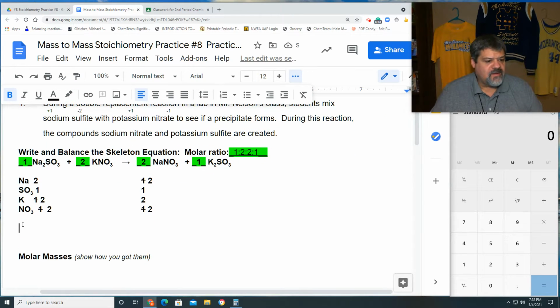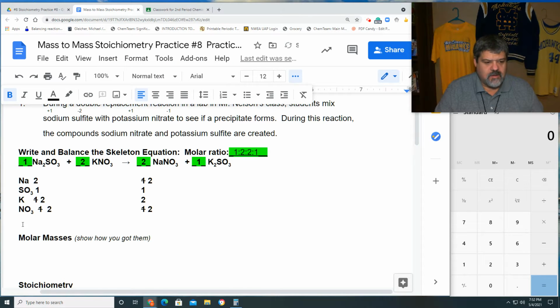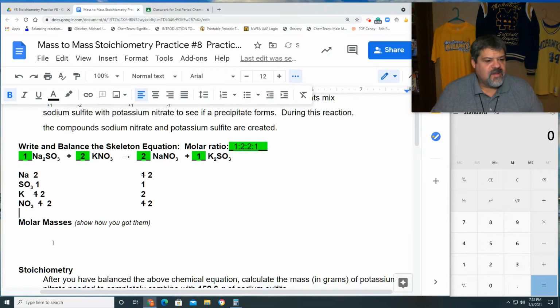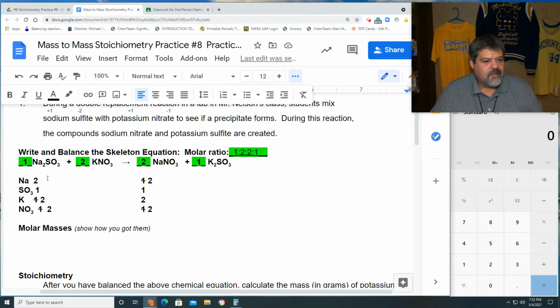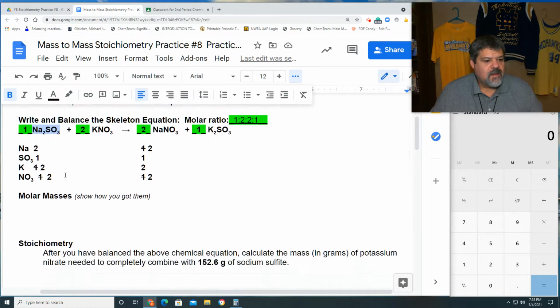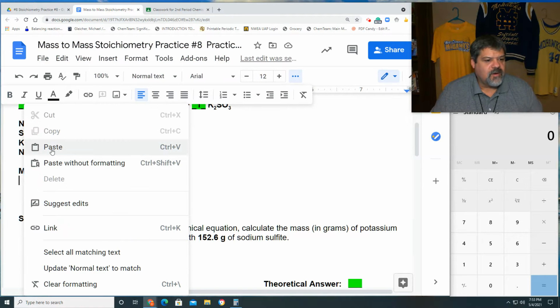Now we got to do our molar masses. So I'm just going to bring this up a little bit here. Okay, our molar masses. Now our molar masses, we need them in this one. We need sodium sulfite, and that's what we have and what we're looking for. So just calculate the mass in grams of potassium nitrate. So I'm going to start out with sodium sulfite. Sodium sulfite is right here. So I'm going to copy this one. And I'm going to paste it right here because that's one of them that I'm going to look for.